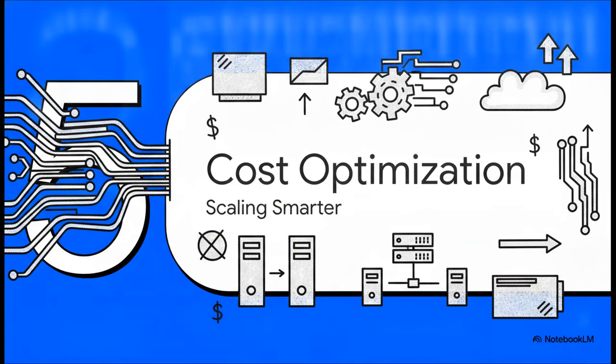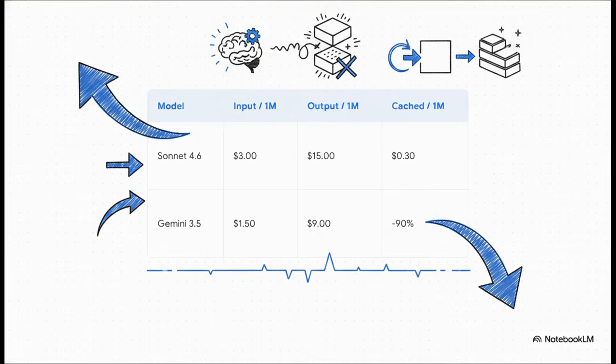So, how do we fix this? Section 5, Infrastructure and Cost Optimization, Scaling Smarter. Let's see how this hardware bottleneck translates directly to your wallet. Take Anthropic's Sonnet 4.6 and Google's Gemini 3.5 Flash, for example. In both cases, output tokens cost 5 to 6 times more than input tokens. That price gap, that is the direct cost of the decode memory bottleneck.